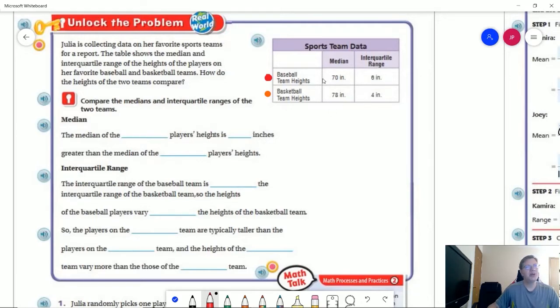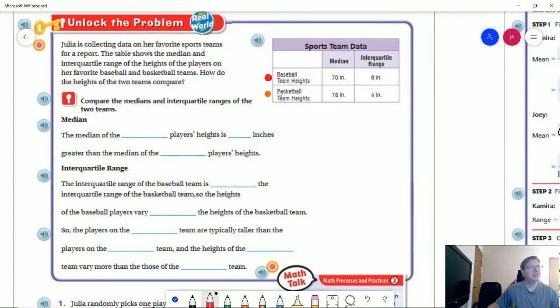So we have both of our medians. The median for basketball is going to be larger, in terms of height of the players, compared to the median of the baseball team. However, the baseball team is going to have more variation in the heights of their players than the basketball team will. So let's go ahead and apply those things to our statements here.